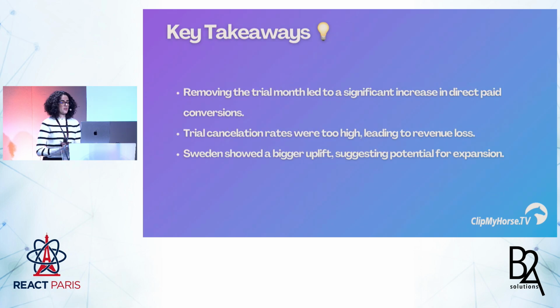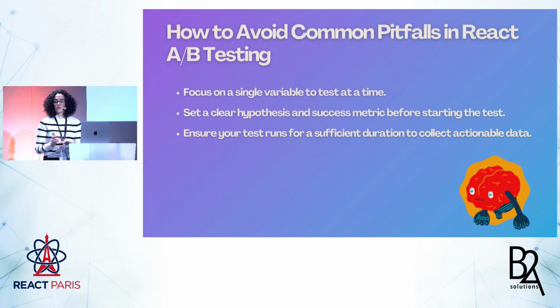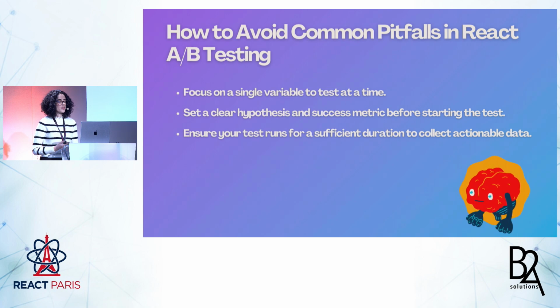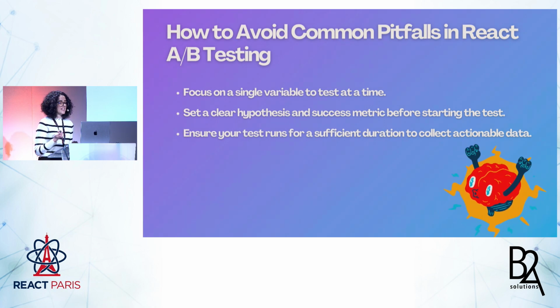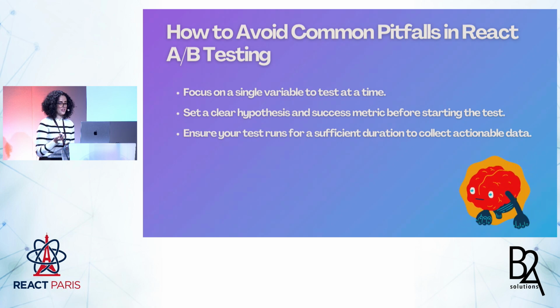Key takeaways from this experiment are that removing the trial month led to a significant increase in direct paid conversions. Trial cancellation rates were too high, leading to revenue loss. Sweden showed a bigger uplift, suggesting potential for expansion. Now, how to avoid common pitfalls in React A/B testing? You should focus on a single variable to test at a time. You should set a clear hypothesis and success metric before starting the test. And you should ensure your test runs for a sufficient duration to collect actionable data.